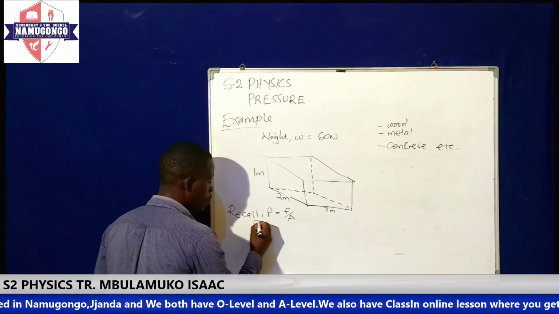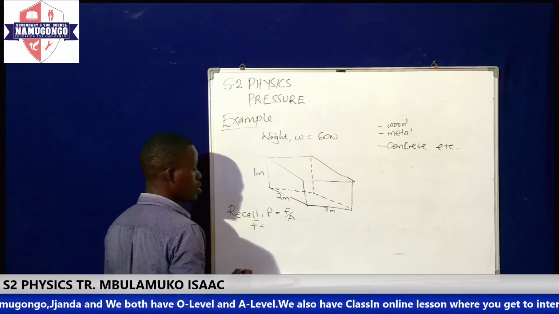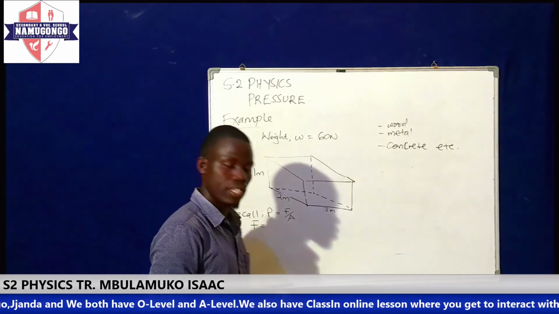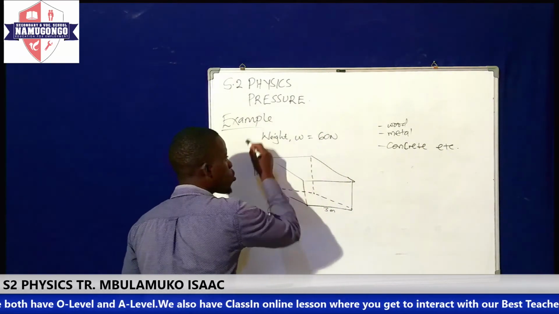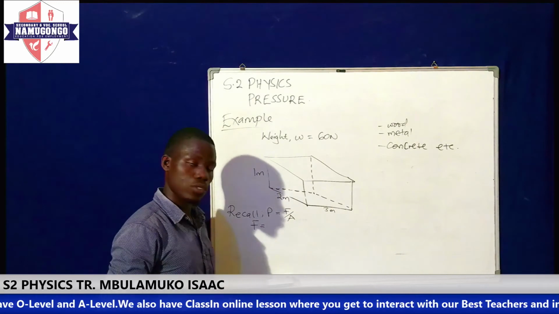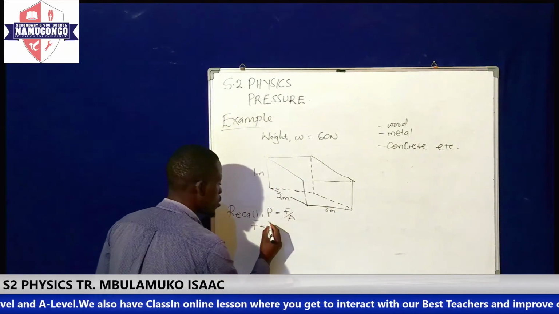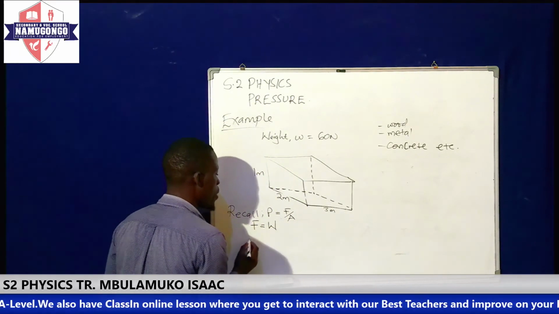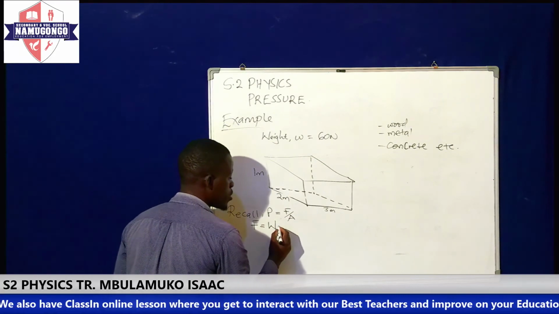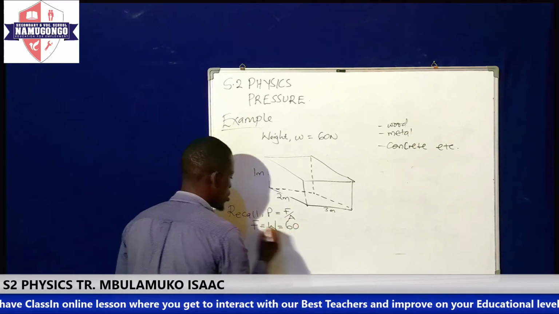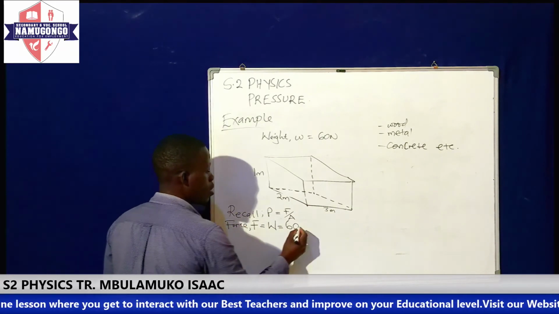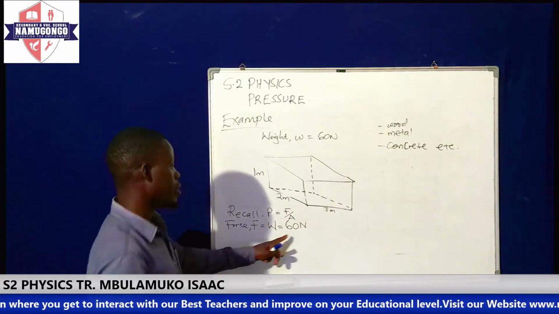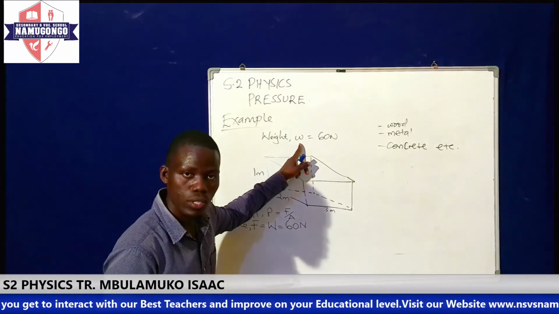We know that force is the same as mass times acceleration. But when you recall, weight is also a force, and therefore we shall have the force being equal to the weight, which is equal to 60 newtons. So this is our force. It is equal to the weight, and it is equal to 60 newtons.